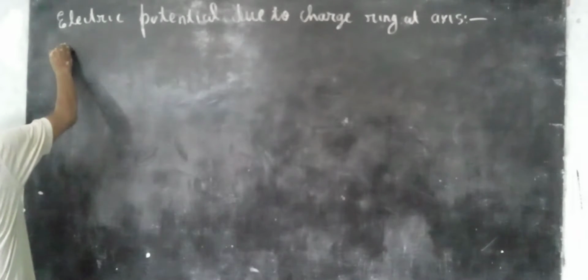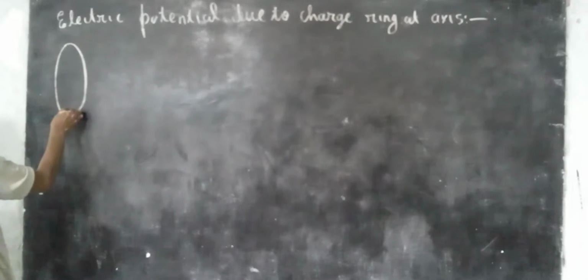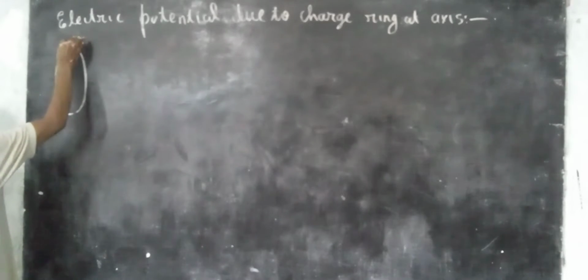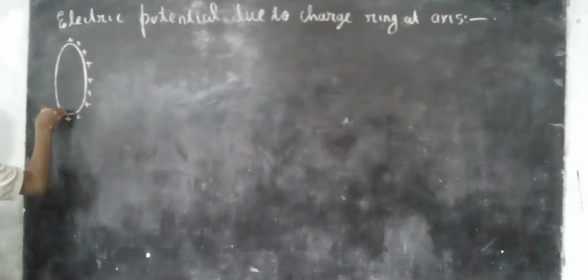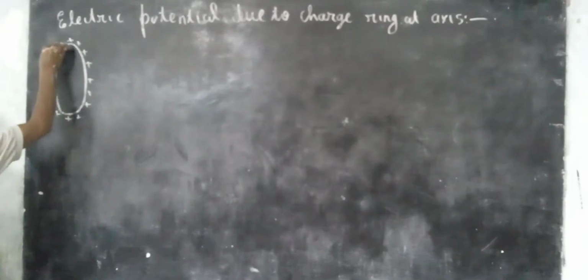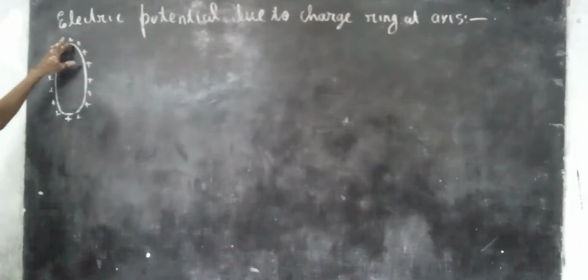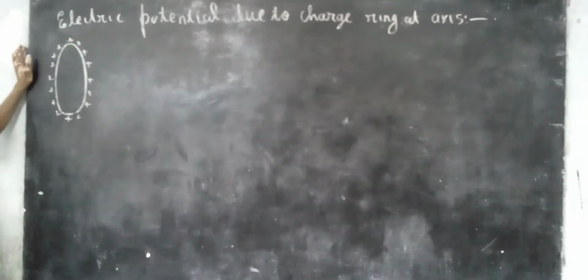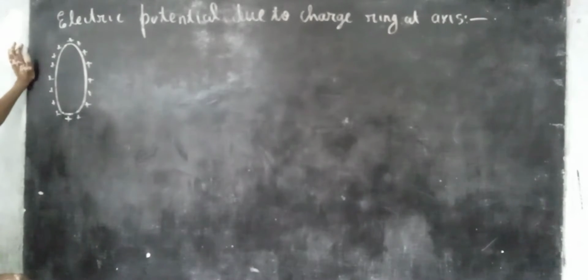So charge is distributed over the circumference of the ring uniformly. This is your ring. So let the charge be distributed over the ring at the circumference uniformly. So this charge distribution is over a line, over the circumference. So the charge distribution is a linear charge distribution. In case of linear charge distribution, we take linear charge density.